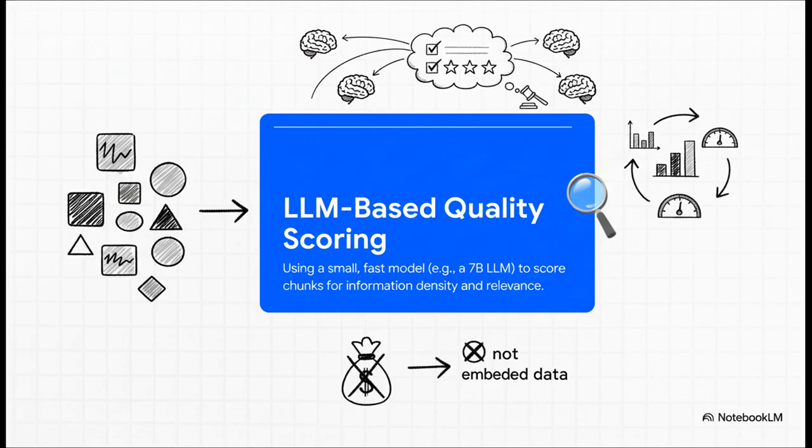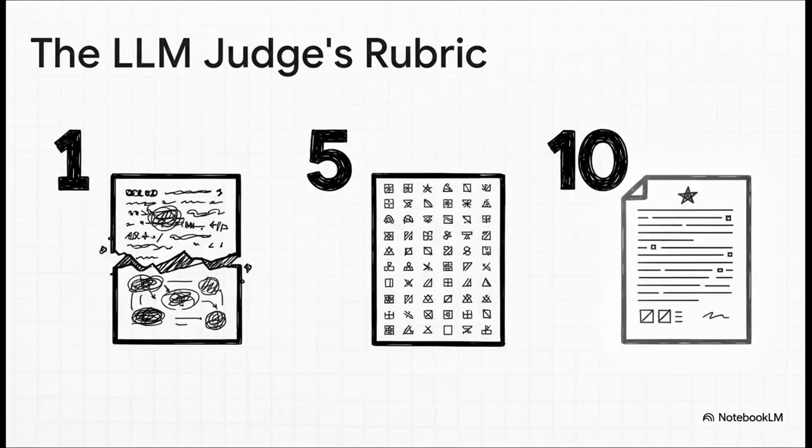Its only job is to score each chunk for information density and relevance before we spend a single cent on embedding it. And we give our little LLM judge a very simple rubric to follow. A score of 1, that's for junk. Incomplete sentences, broken text from an OCR, random code snippets. A score of 5 is for low information boilerplate. And the score of 10, that's reserved for the good stuff. High density, valuable information. This is our automated quality signal.